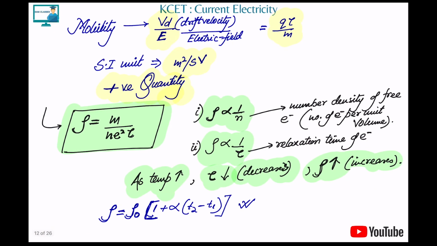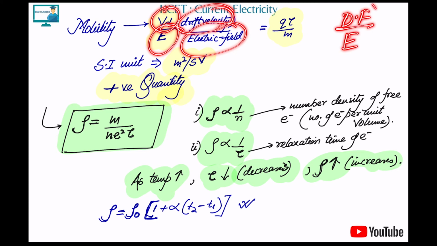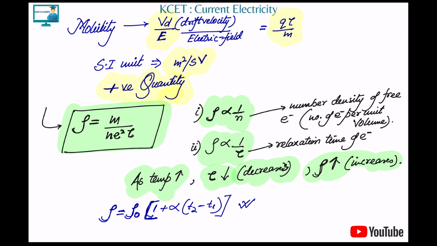Now coming to mobility. They'll ask what is mobility? Mobility is drift velocity divided by electric field, that's it. Next, resistivity is equal to m by n e square tau. What is important here is to understand that resistivity is inversely proportional to n. n is nothing but the number density of free electrons, the number of electrons available per unit volume. So if you increase that, the resistivity will decrease.